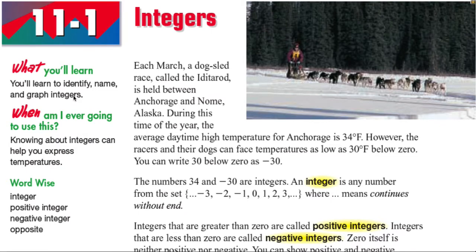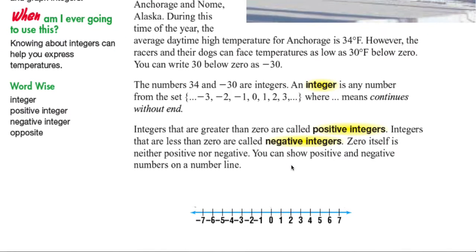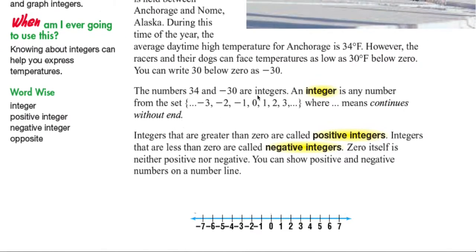Each March, a dog sled race called the Iditarod is held between Anchorage and Nome, Alaska. During this time of the year, the average daytime high temperature for Anchorage is 34 degrees Fahrenheit. However, the racers and their dogs can face temperatures as low as 30 degrees below zero. So you can write 30 degrees below zero as negative 30. So the numbers 34 and negative 30 are integers.